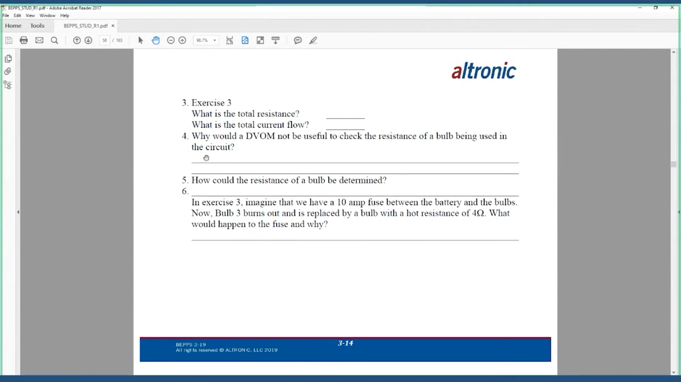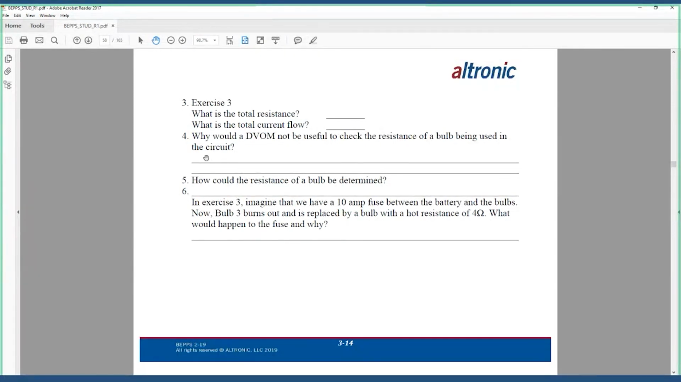Okay, so the question is kind of a tricky one. The students like this one when we're doing all this hands-on and they've got their meters actually out on this circuit. The question is, why would a digital volt-ohm meter not be useful to check the resistance of a bulb being used in the circuit? Well, if it's in the circuit and we're measuring the resistance, we're going to get the total resistance of the whole circuit, 1.9. So in an effort to see what the resistance is of each bulb, what would we have to do? We would have to actually remove the bulb from the circuit and measure each one individually.